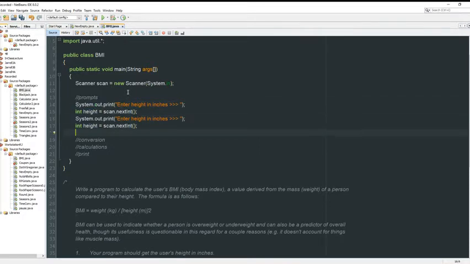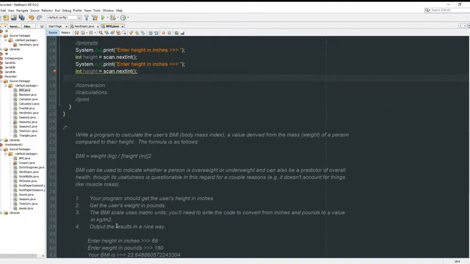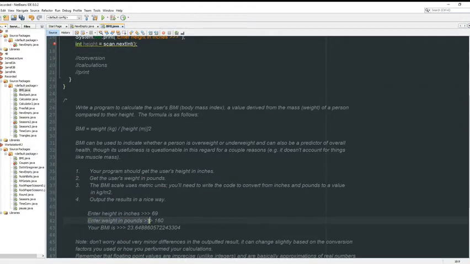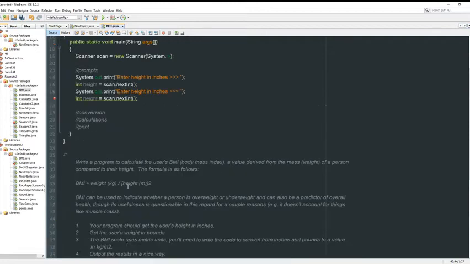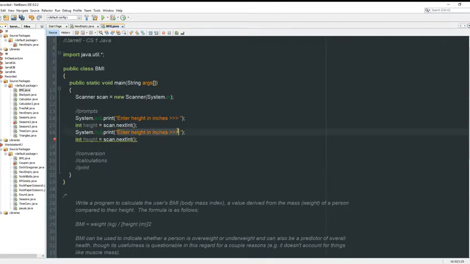Then we just repeat the process for weight. And again, we'll assume whole numbers as well. There you go. So there's our prompts.